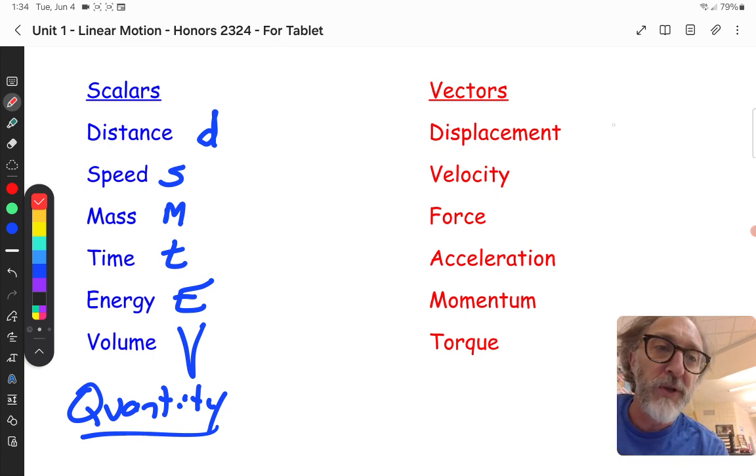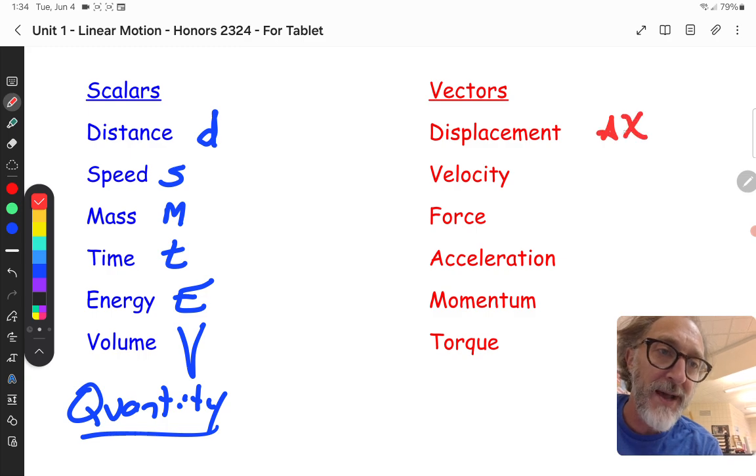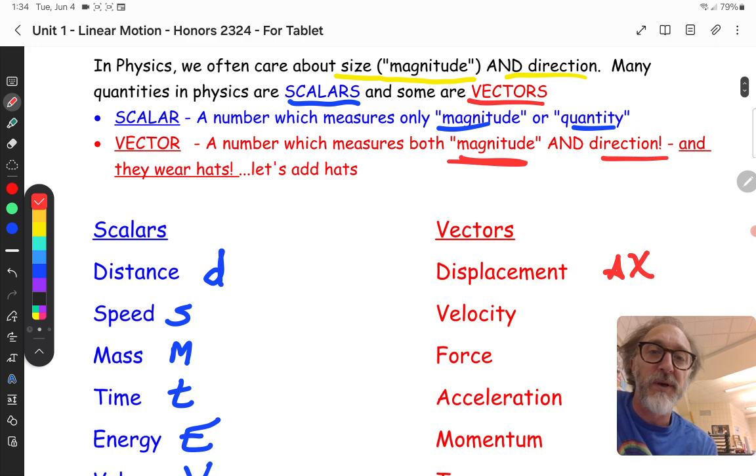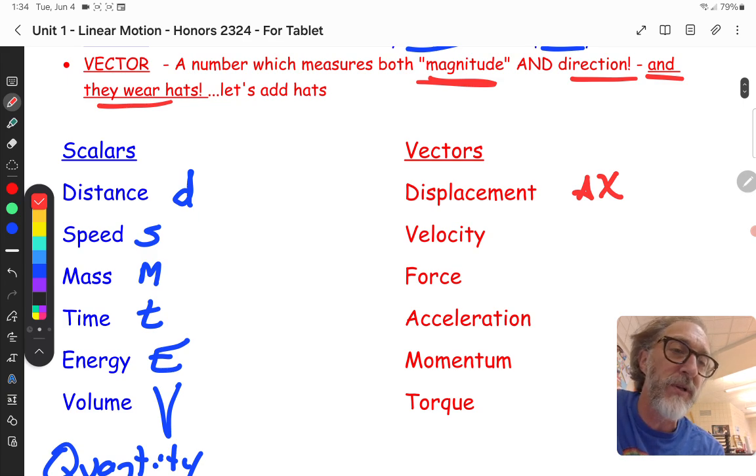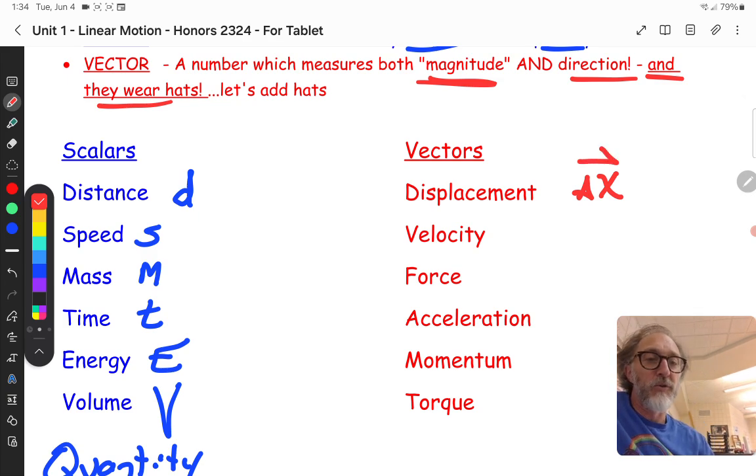So the symbol for displacement is a little triangle and an x, but when we write it, we put what's called a vector hat over it. That's why I said they wear hats, okay? So anytime a quantity is a vector, it wears a little vector hat, and it basically looks like a little arrow that goes over the thing, all right? And what that arrow says is, hey, direction matters, okay? The direction that this thing points matters. So this displacement points 60 yards up the field as opposed to down the field, right?